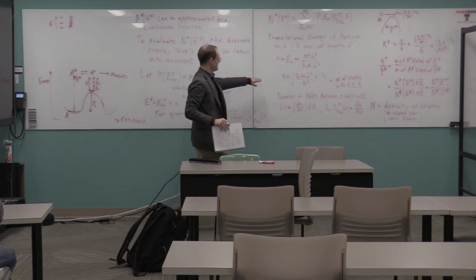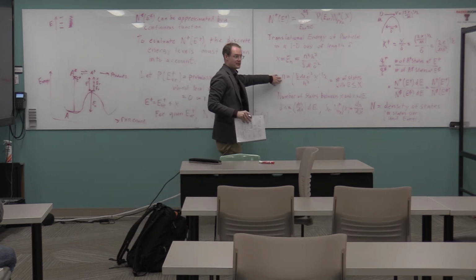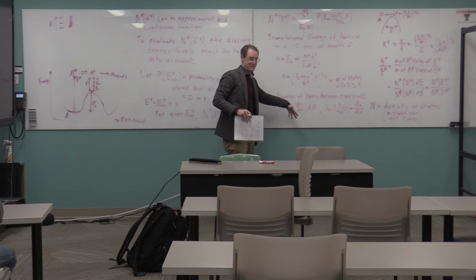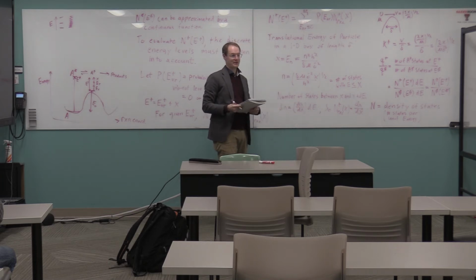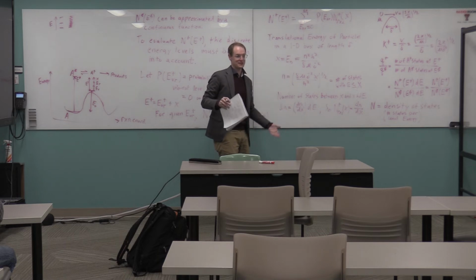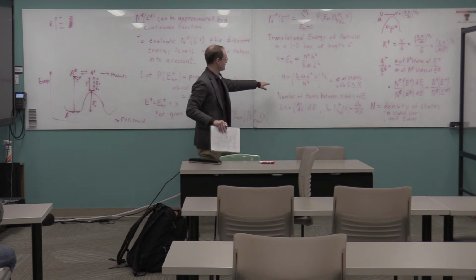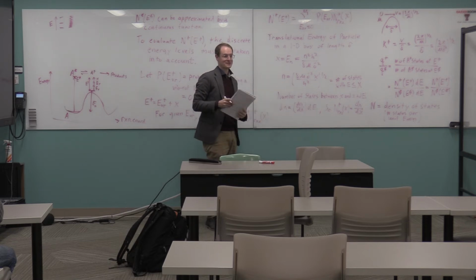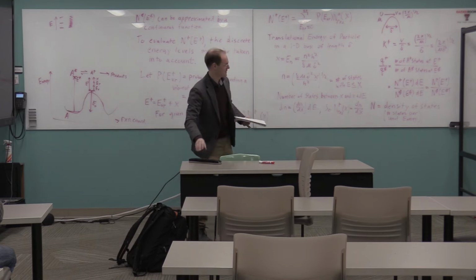Right, so n is the total number of states with energy less than or equal to x, and so the rate at which n increases with energy is the same as the number of states per unit energy. Right, how many states do you add per unit energy? That's the density of states. Okay, so all we have to do is take the derivative of this function with respect to x, and that's the density of translational states. Make sense?